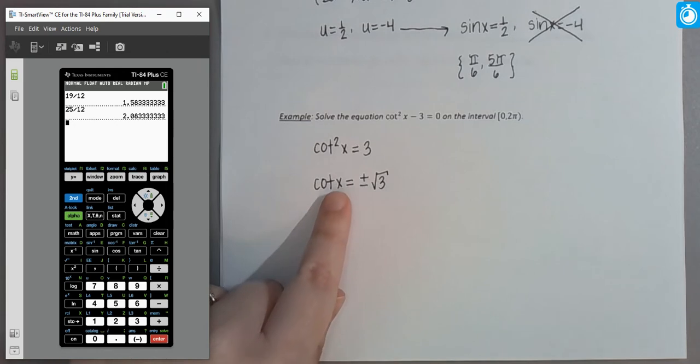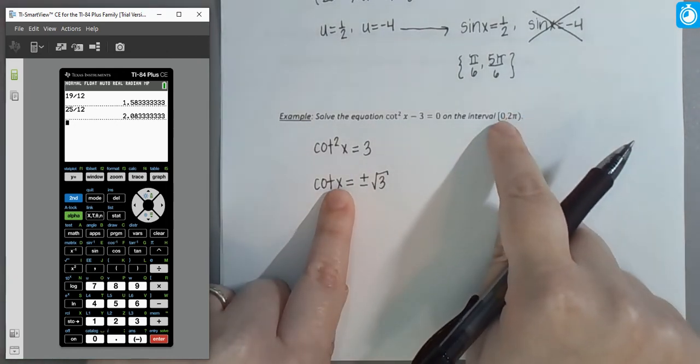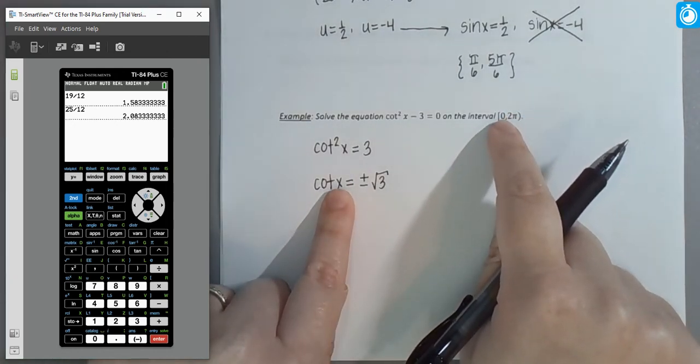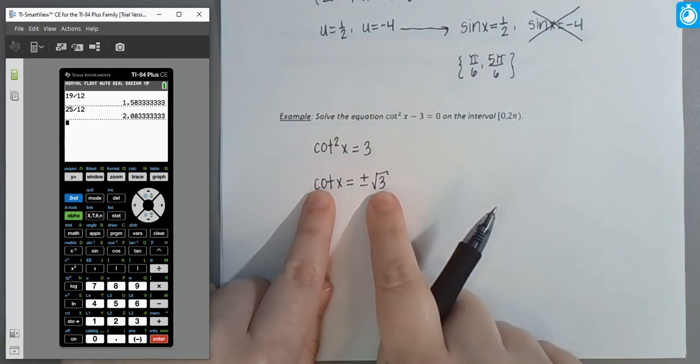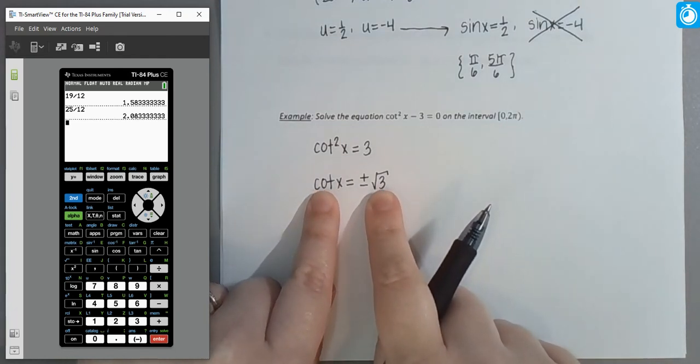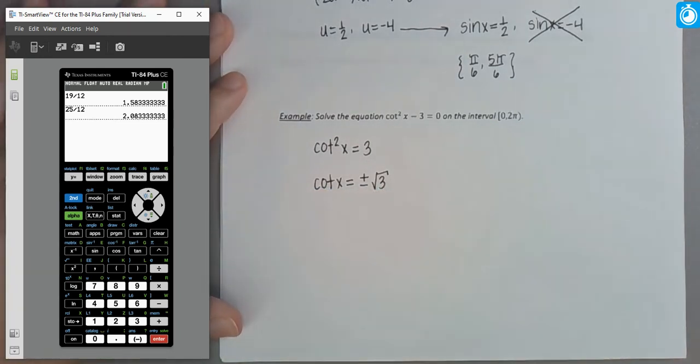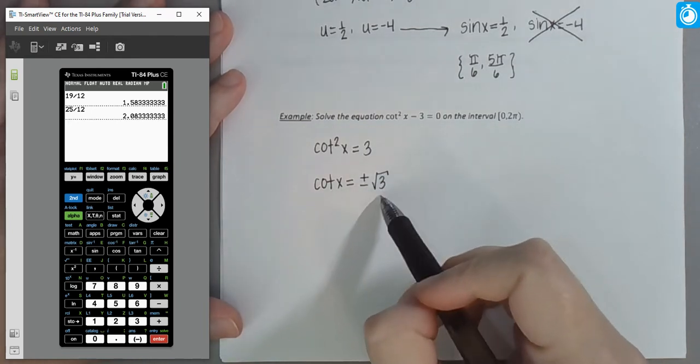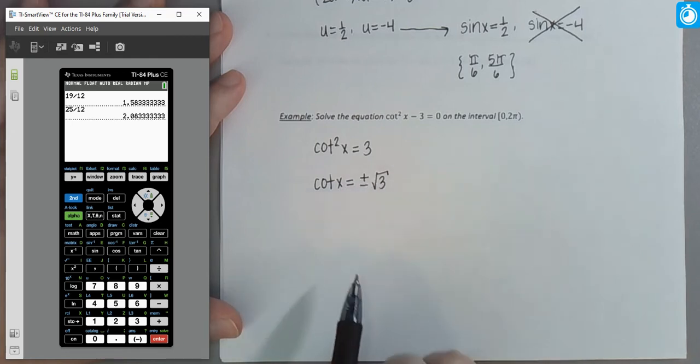So I'm looking for values of x, radian measures, between 0 and 2 pi that correspond to a cotangent value of the square root of 3. Now, just like with tangent, we looked at tangent on the first page. Cotangent is a little bit more complicated to find on the unit circle because it involves combining the two coordinates at whatever radian measure you're looking at. So how would we generate a square root of 3 or a negative square root of 3 from our x and y coordinates on the unit circle?